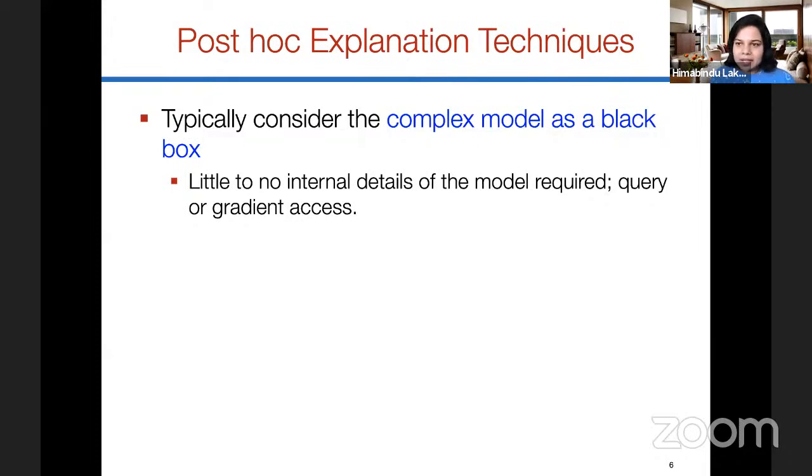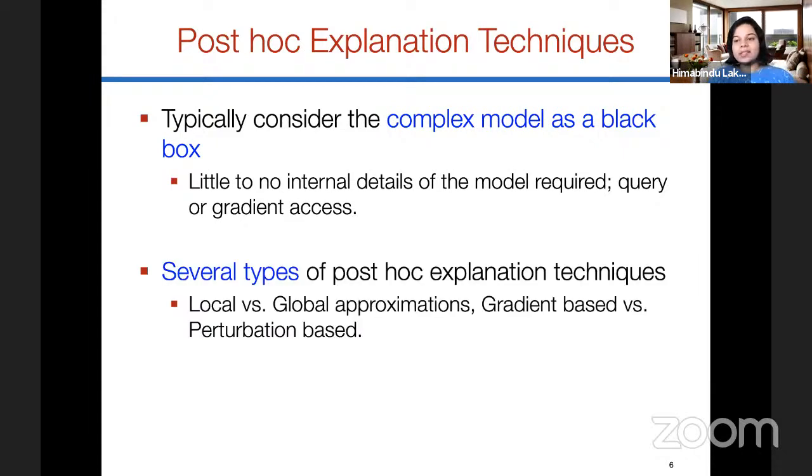But there are also a few other techniques which try to post hoc explain a given complex model, and they need a slightly higher degree of access, which means they require access to the gradients of the underlying model, right? So roughly, this is the level of information that post hoc explanation techniques actually need in order to explain a complex model. And there are several types of post hoc explanation techniques: local explanations versus global explanations, where local explanations means you're trying to explain the rationale behind individual predictions of a given model. Global explanations, as the name suggests, means that you're trying to explain the complete functionality of a given model, right?